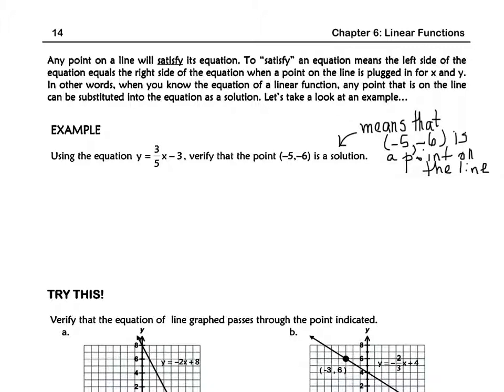Okay, so we'll start off with the equation y equals 3/5 x minus 3. So I'm just going to divide it into two columns there. And the y side would be -6. And the other side would be 3/5 of -5 minus 3, which is the same thing as 3/5 times -5/1.